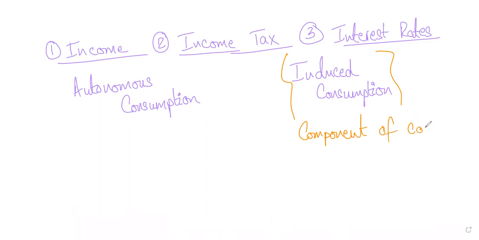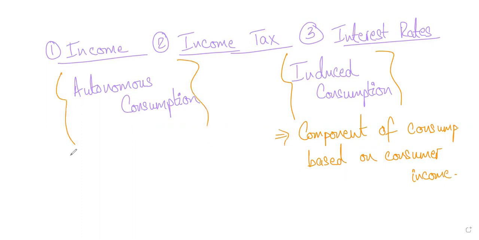Autonomous consists of other factors apart from income. That's absolutely correct. Very good. Component of consumption based on consumers' income. And in this case autonomous consumption would be the component of consumption that is based on other factors, anything apart from income. So anything apart from income. When we move forward and talk more about it, when you look at the consumption function, then you will be better able to understand what we mean by autonomous and induced.